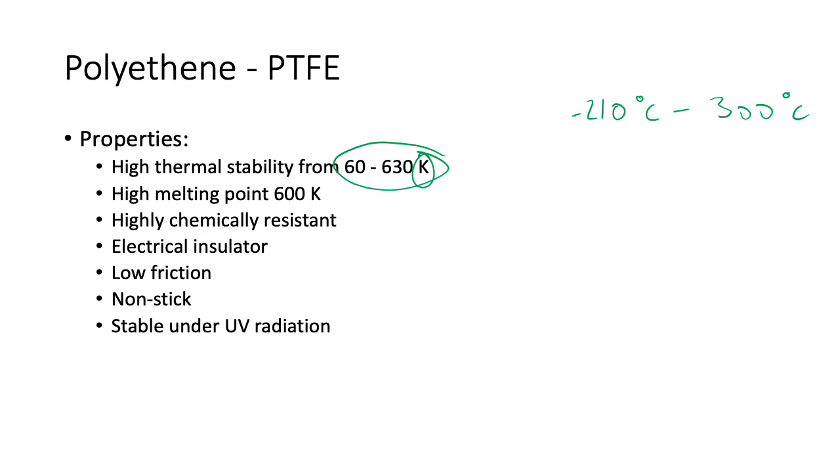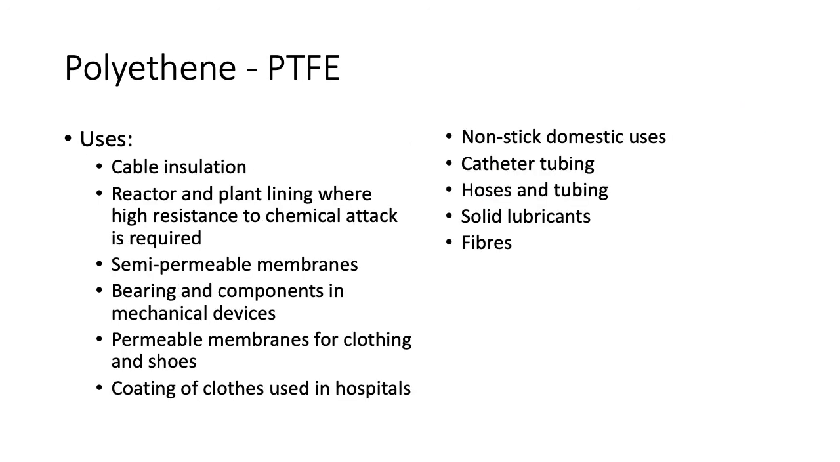Look, life lessons. And uses for PTFE: cable insulation, and so on. This is the one that you know the best. Non-stick domestic uses, i.e. on pots and pans. Funnily enough, they put it on the spaceship because they wanted it to be super smooth when coming down through the atmosphere, but it does that too. That's quite cool.